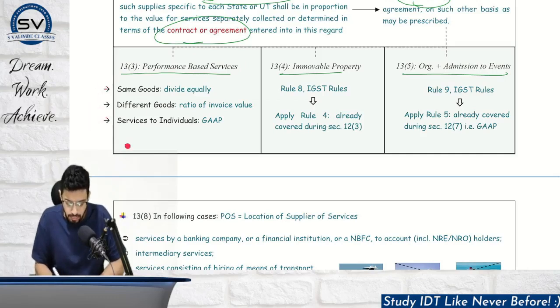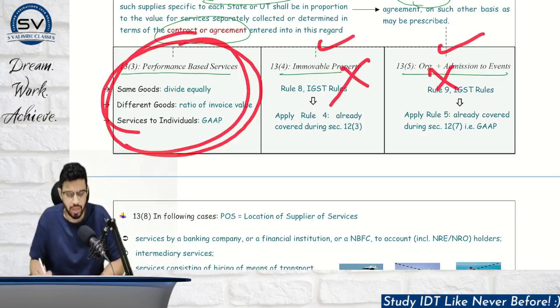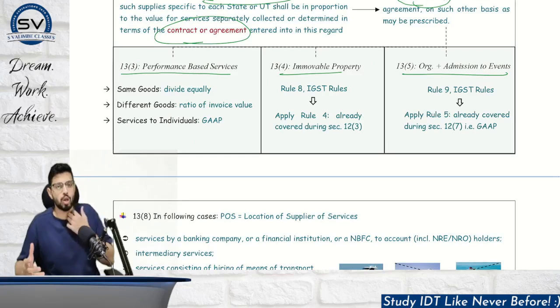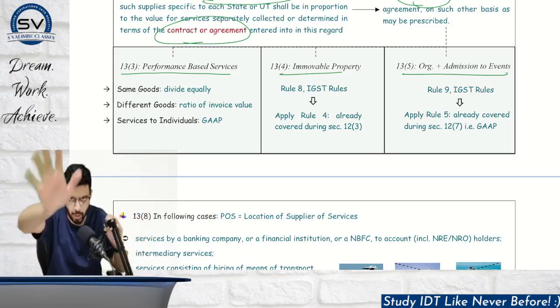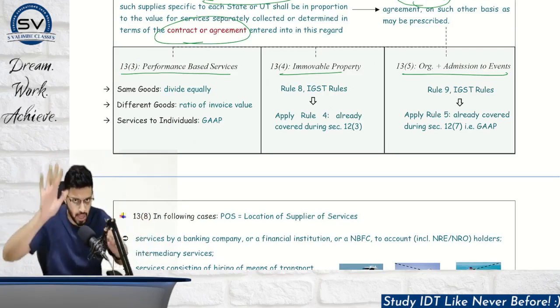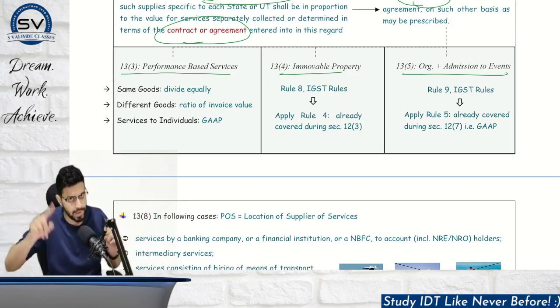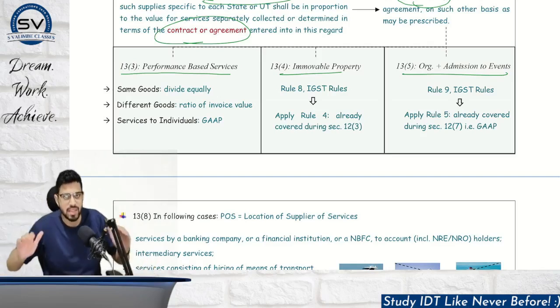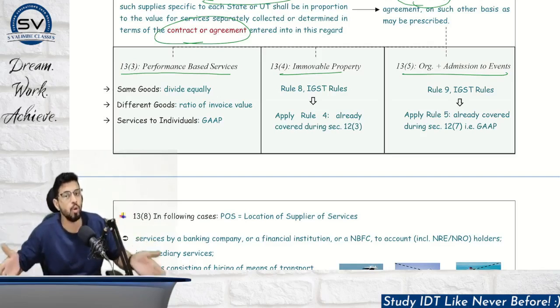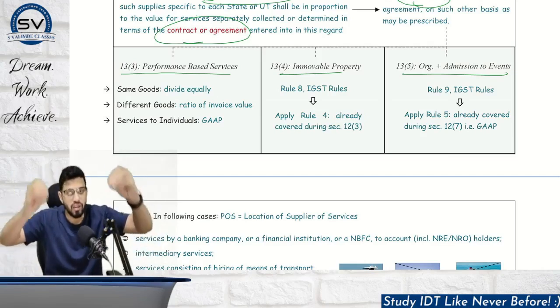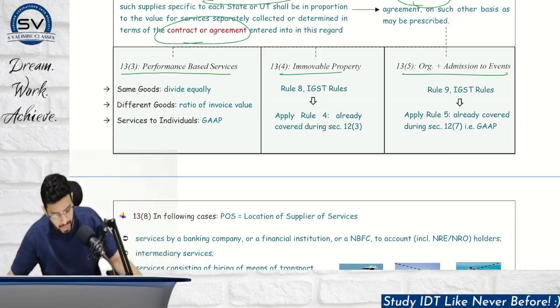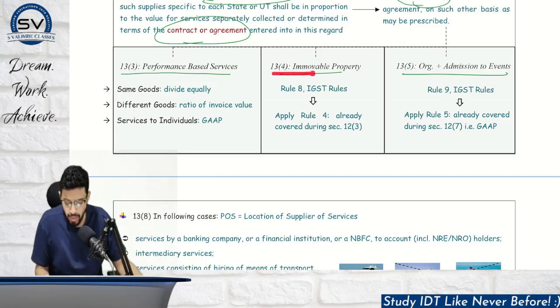Let's do one thing. Before 13.3, let's talk about these 2, because this we have to cover. This is not something new, right? Basically, what we are talking about is 13.3, 13.4 and 13.5. 13.3 was with respect to performance-based service. 13.4 was immovable property. 13.5 was organization and admission to events. If these are happening in more than one state, then how to deal with the bifurcation, how to decide the place of supply if contract arrangement are silent, right? So let's talk about immovable property 13.4.